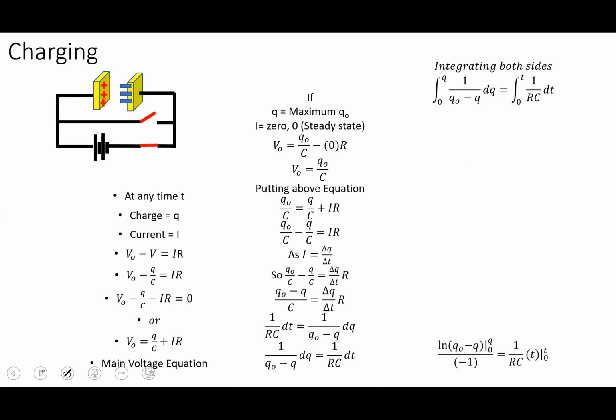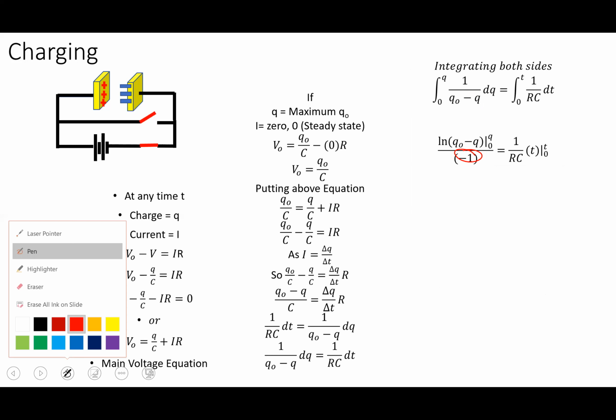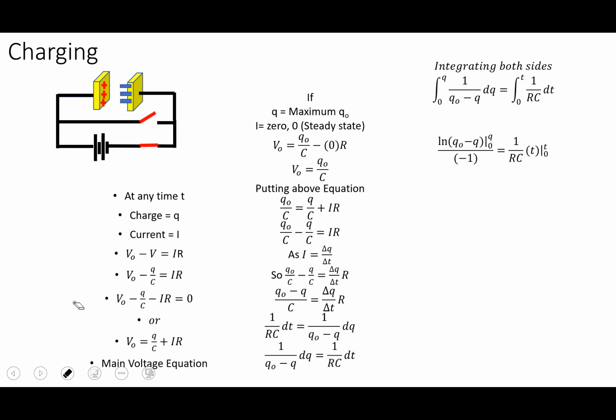What do we get? We get log of Q naught minus Q with a lower limit of 0 to Q, and there's a negative sign over here because of the integration. And we get on the other side 1 over RC into T because we are applying the derivative of T. So integral of, let's say, dx, if we integrate it, it will be x. That means integration of 1 will be equal to x. There was nothing over here, just 1. So we integrated with respect to T, we got T over here. We are applying the limits of T, 0 and T in this whole equation.